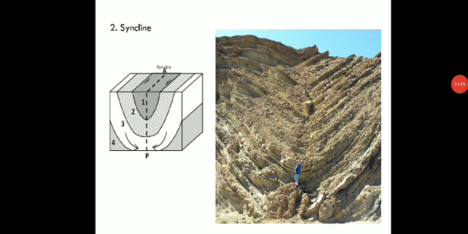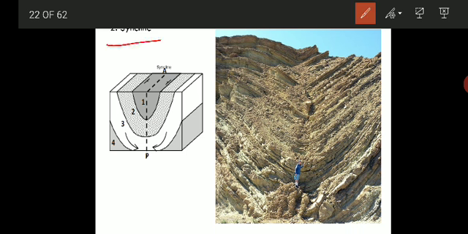Then next type of fold is a syncline fold. So syncline, syn means towards each other, okay, towards incline. So syncline is defined as the fold that is convex downward or concave upward. So the fold that is convex downward is called a syncline fold. So when the beds are downfolded into a trough-like form, then it is called a syncline fold.